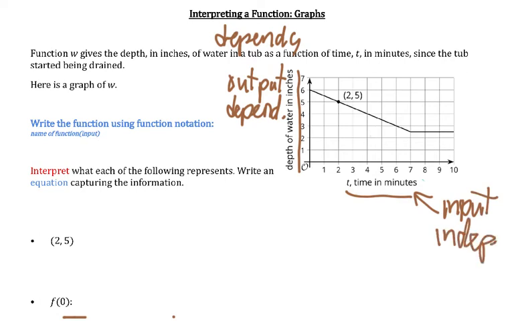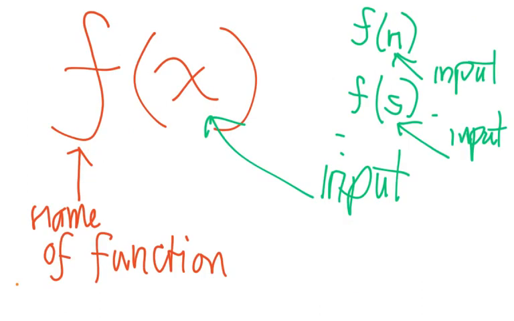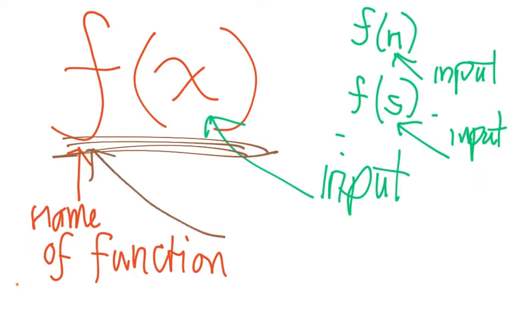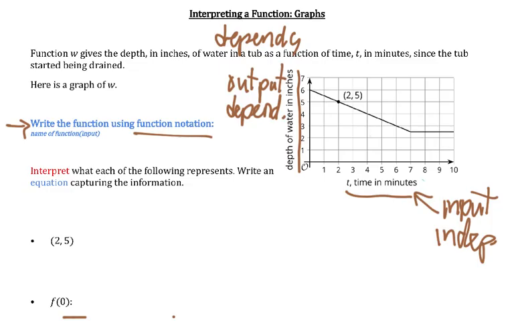All right, take a look. T, input. Oh, it says write the function using function notation. So again, I'm going to skip back. This is function notation. Remember, I've got to put the name of the function at the beginning. I've got to put parentheses, and inside I've got to put the input. Okay, let's fast forward. What's the name of the function?